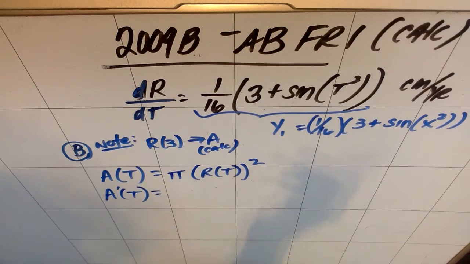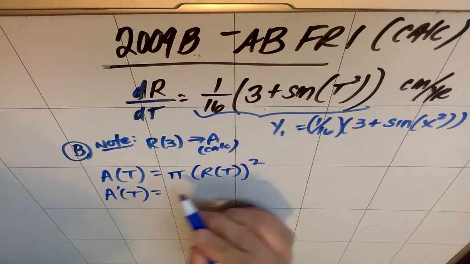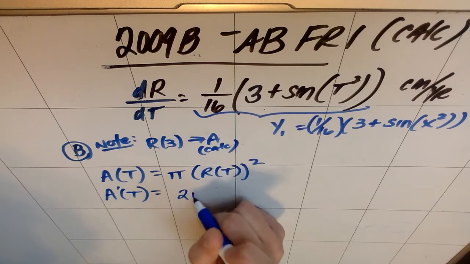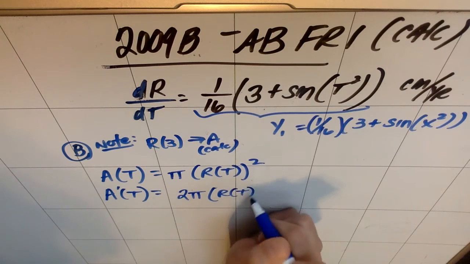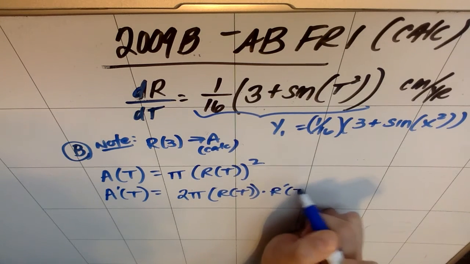So if I want A prime, this is the part I have to do by hand. I can make my calculator do the number crunching, but I have to do the actual work by hand. That's going to be a chain rule. So when I differentiate this, I'm going to drop the 2 down in front and get 2 pi r of t quantity to the first, which I don't have to write the 1, times the derivative of r of t, which is r prime of t.